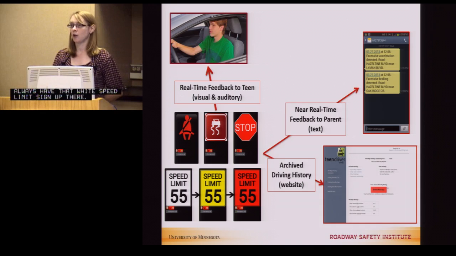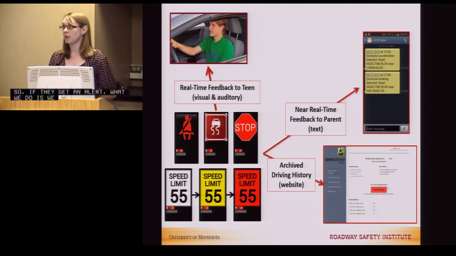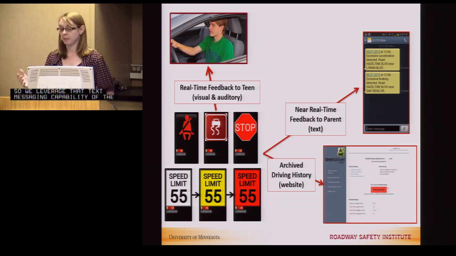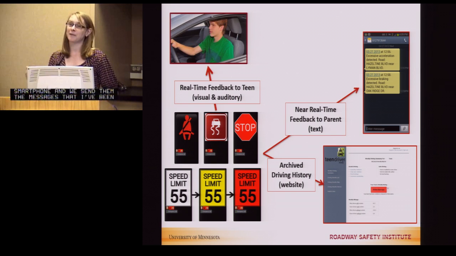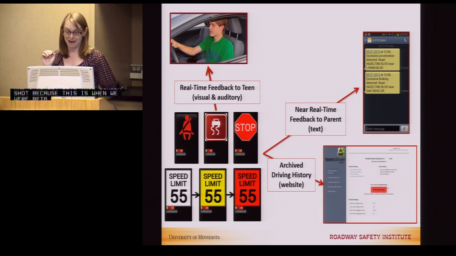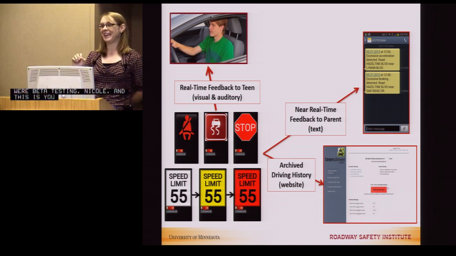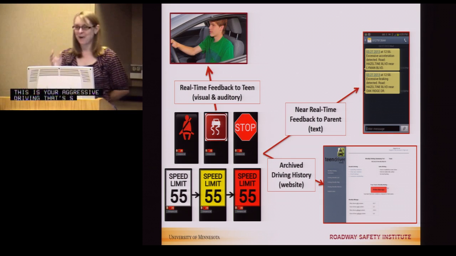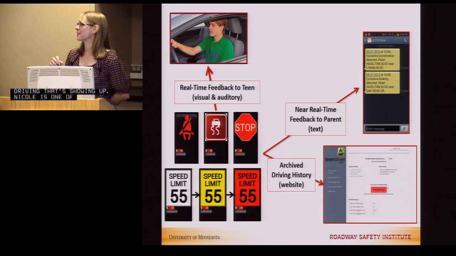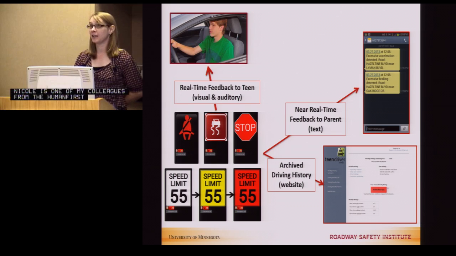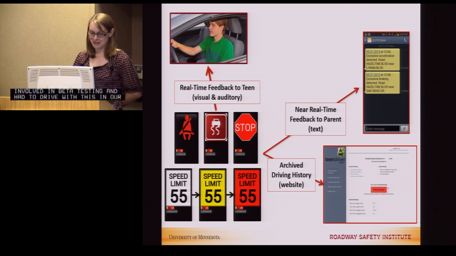So if they get an alert, what we do is we have what we call near real-time feedback to the parents. So we leverage that text messaging capability of the smartphone, and we send them the messages that I've been talking about. And I really love this screenshot because this is when we were beta testing Nicole, and this is your aggressive driving that's showing up on the... Nicole is one of my colleagues from the Human First Laboratory. So we were all rigorously involved in beta testing and had to drive with this in our cars and follow the speed limit and all of that.